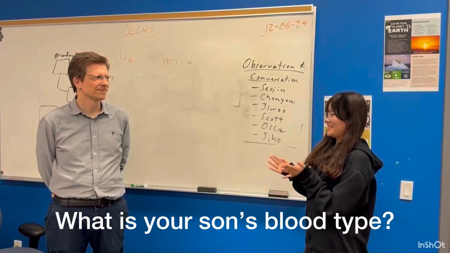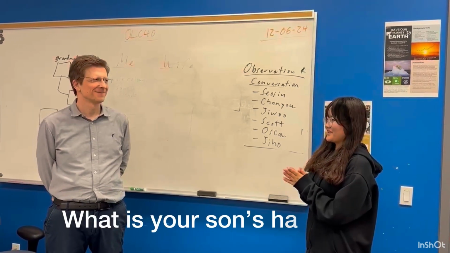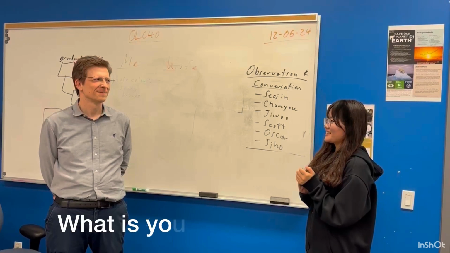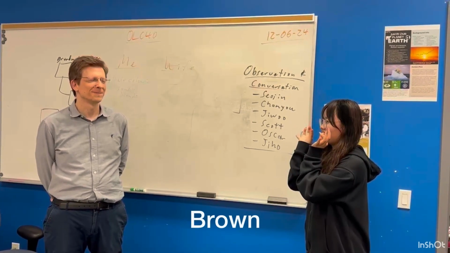And what's your son's blood type? A positive. Okay, and what's your son's hair color? Brown. Okay, and last, what's your son's eye color? Brown. Okay, thank you.